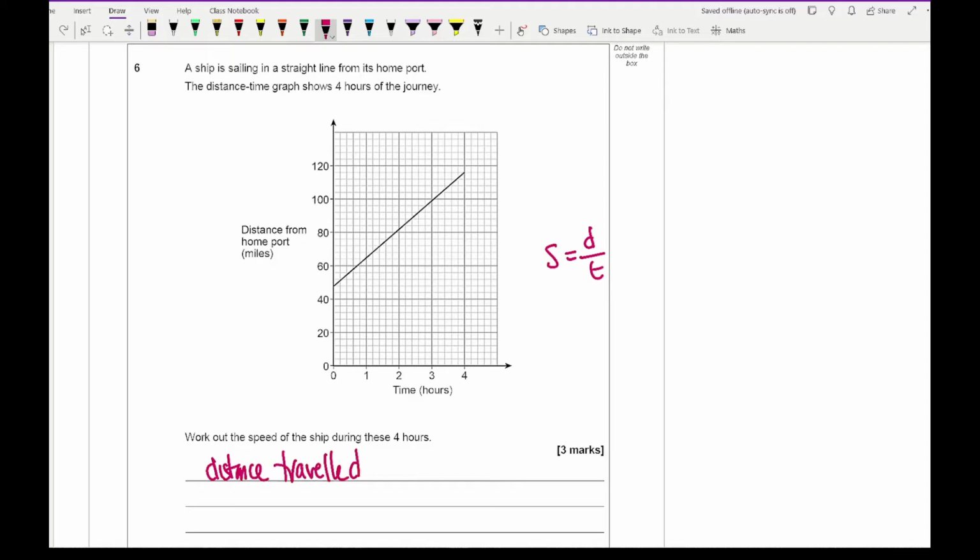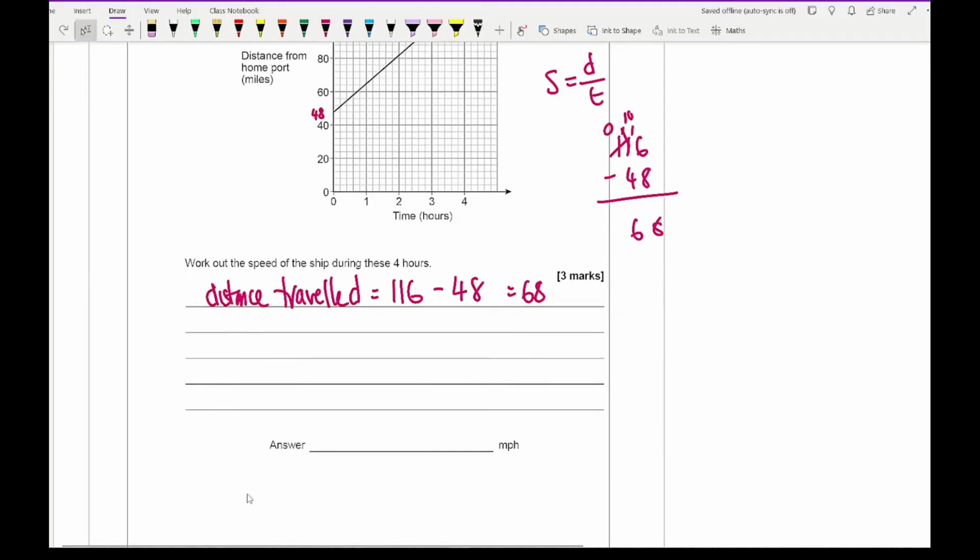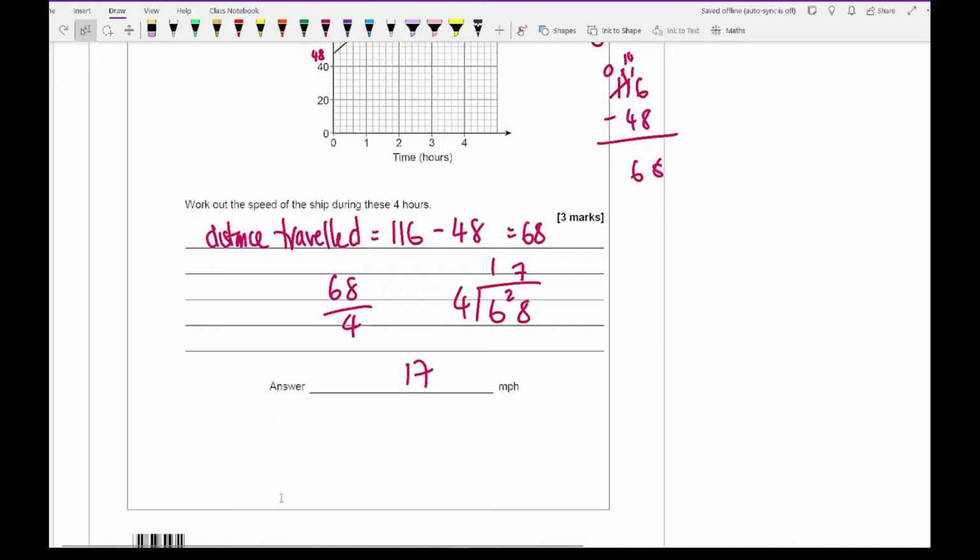Well, I can see that each of these little small boxes adds up to 4, so that's going to be 48. And it goes all the way up to 116, so then it's going to be 116 minus 48, which, if I just quickly work it out without using a calculator, gives me 68. So then speed is going to be equal to 68 divided by 4. And if I work out 68 divided by 4, it's going to give me 17. So the final answer is 17 miles per hour.